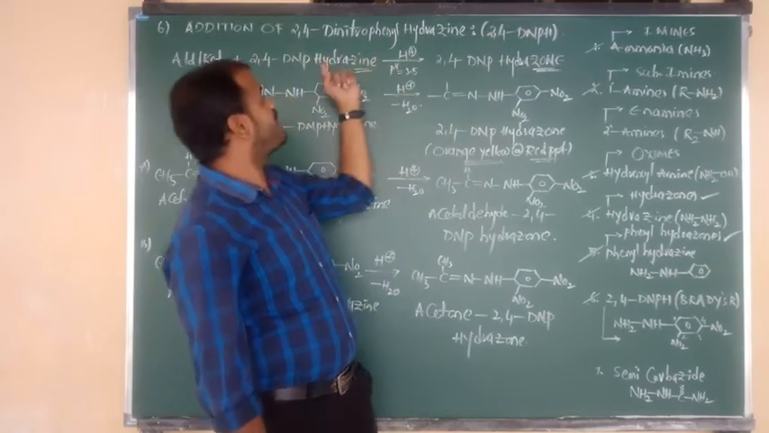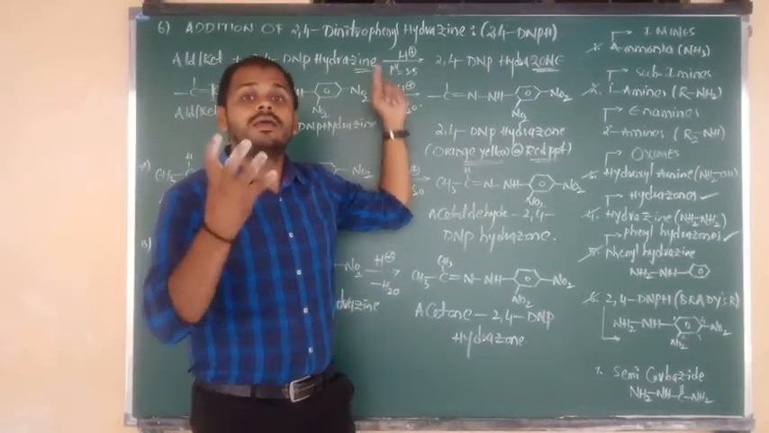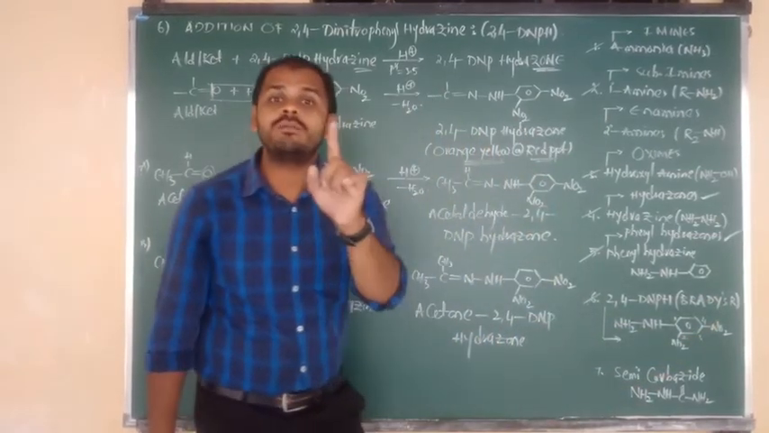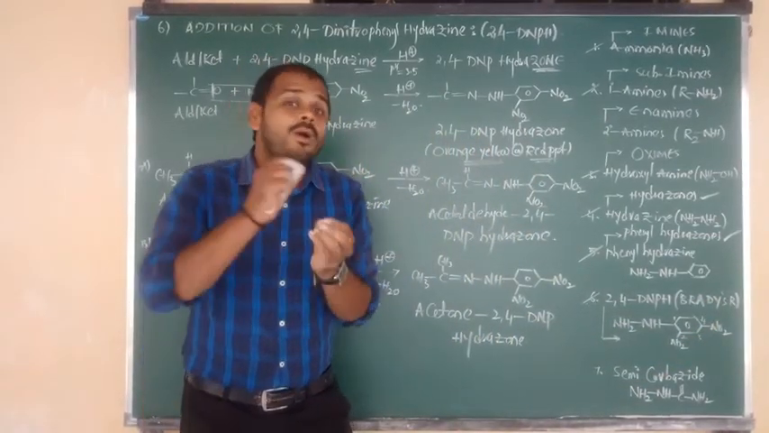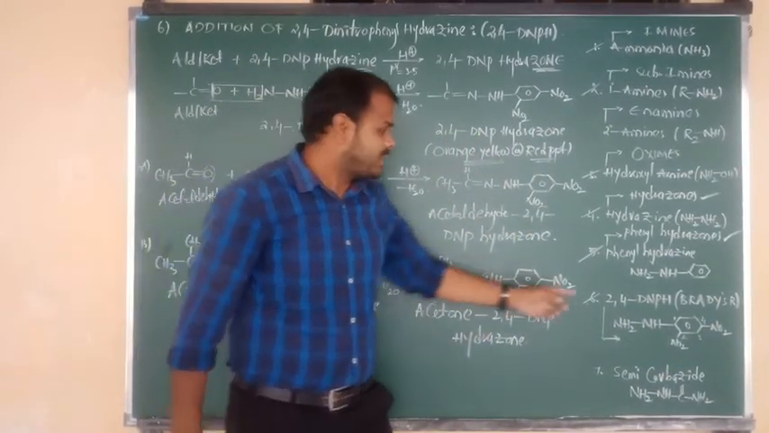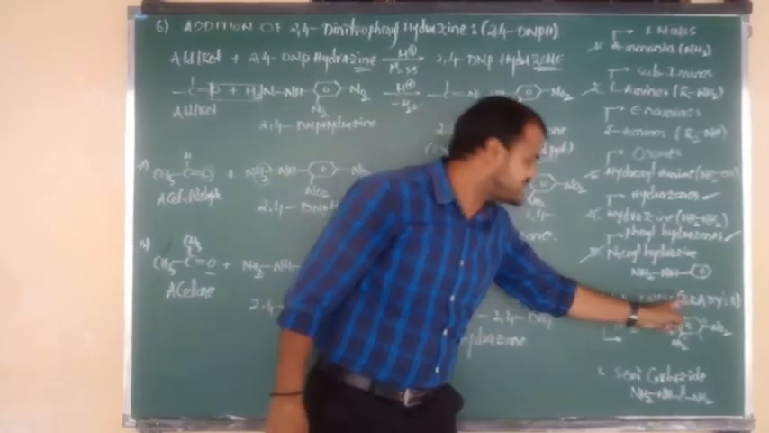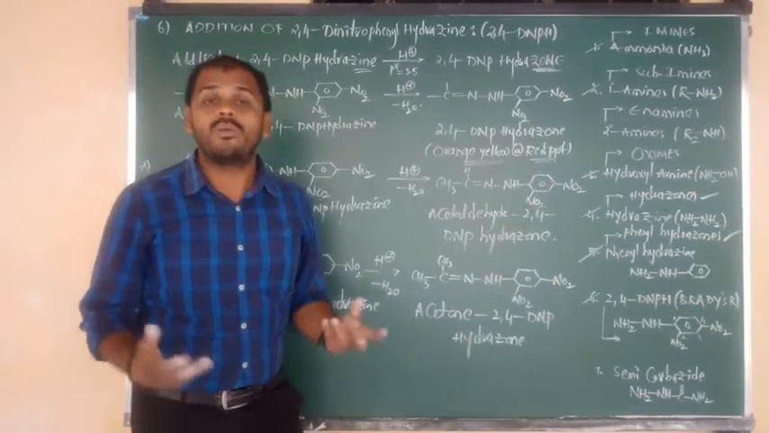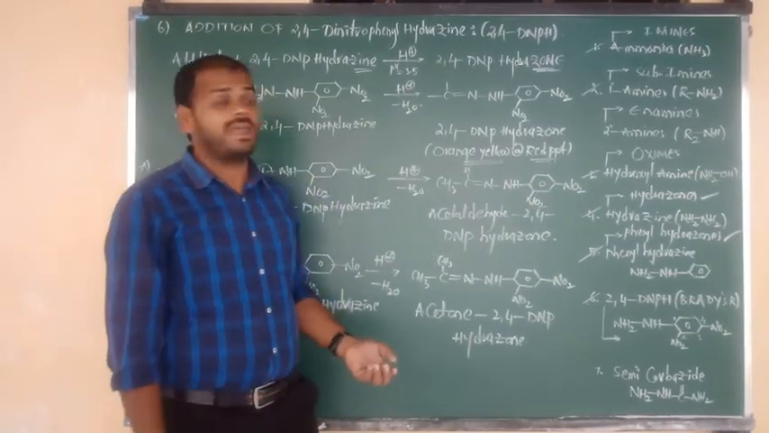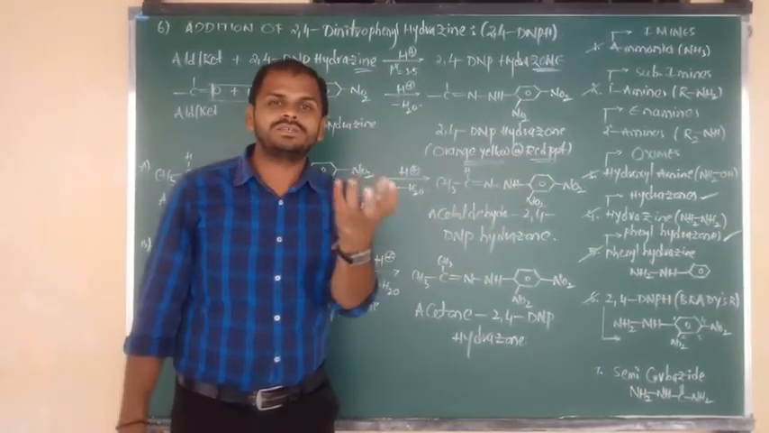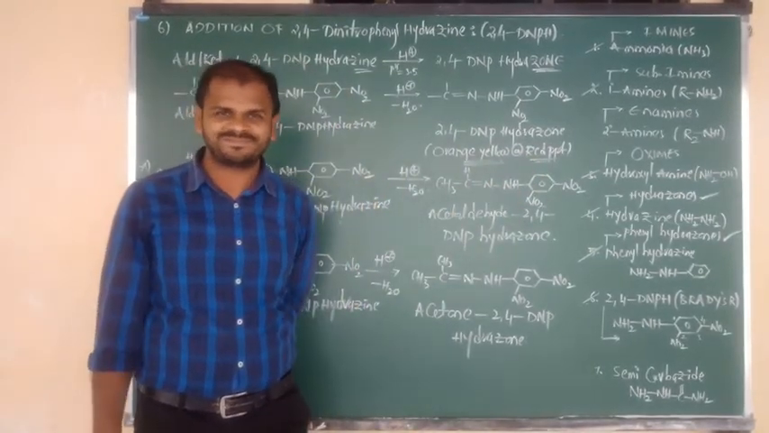2,4-DNPH, 2,4 dinitrophenylhydrazine, this reagent is known as Brady's reagent. One more question, repeated in board exams: what is meant by Brady's reagent? 2,4 dinitrophenylhydrazine is called Brady's reagent. What is the use? It is used for the identification of aldehydes and ketones by the formation of colored crystals.